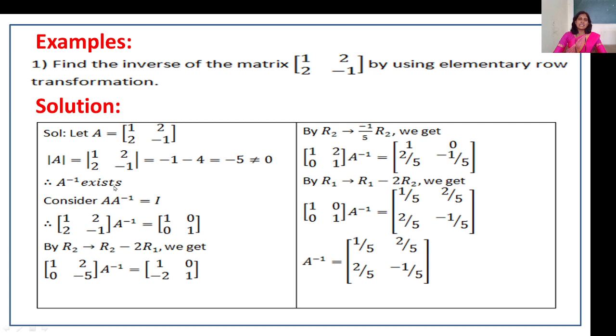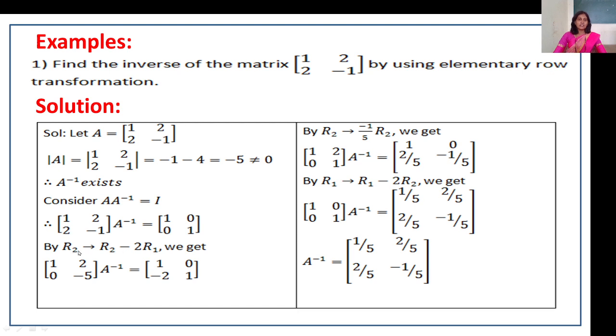If its inverse exists, then consider the statement A into A inverse is equal to I. By the definition of the inverse of a matrix, we have A times A inverse equal to I. Substitute the value of A in this equation: A is this matrix and I is the identity matrix of order 2 by 2. Now make this first element 1. But this element is already 1. So we go vertically. We reduce this 2 to 0.